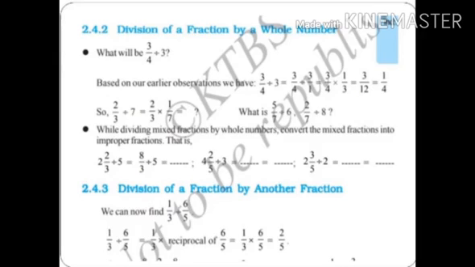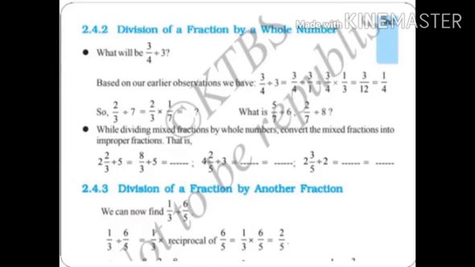Now multiply directly. 3 by 4 into 1 by 3. 3 ones are 3. 4 threes are 12. So your answer is 3 by 12. 3 by 12 can be further simplified. Yes, of course. It is 3 ones are 3. 3 fours are 12. It is 1 by 4.